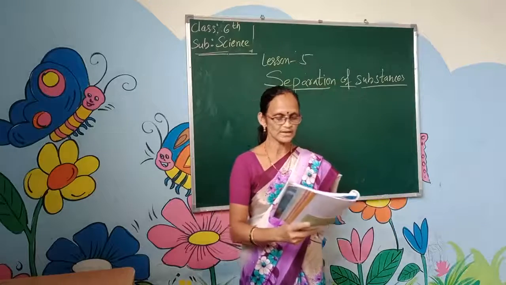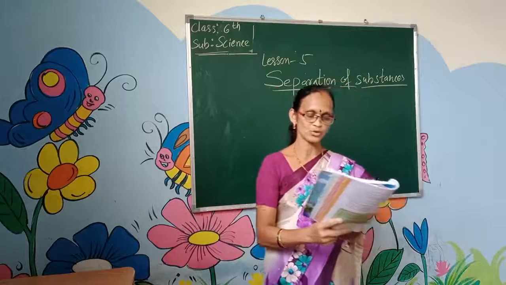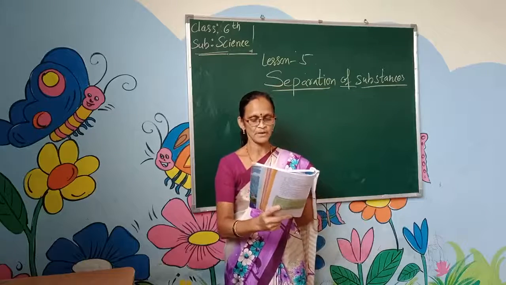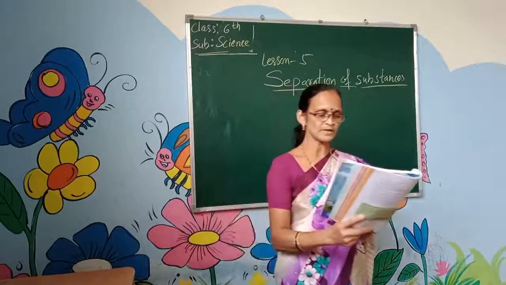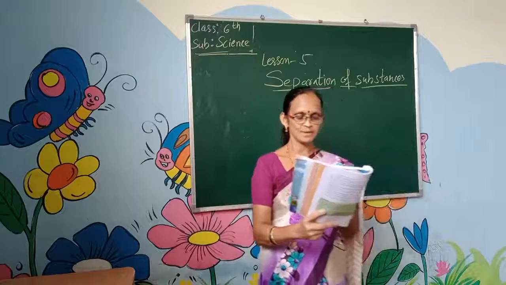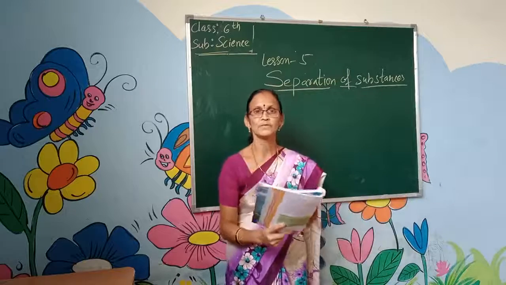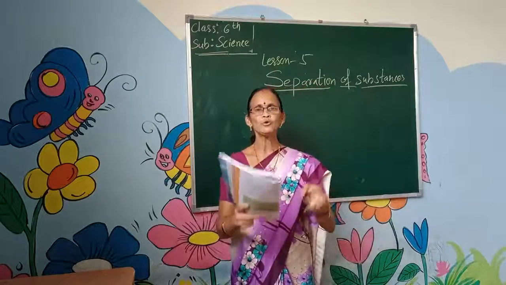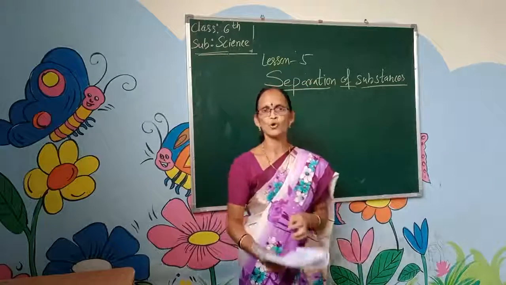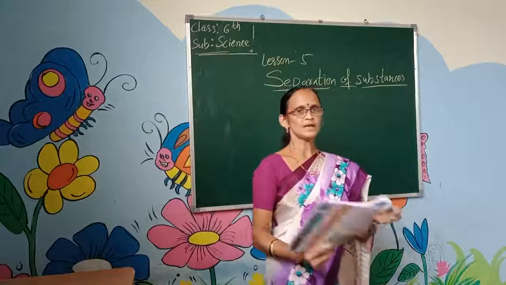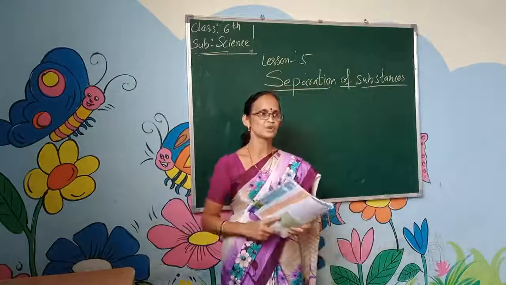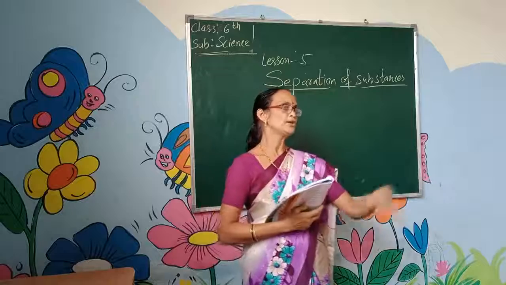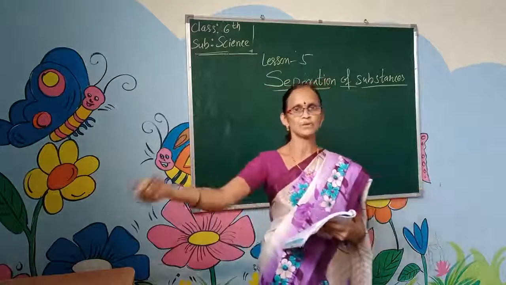Suppose you are given a basket of mangoes and guavas and asked to separate them. What would you do? Pick out one kind and place them separately in a container, right? If I give two types of fruits like mango and guava together, then I give you two baskets and ask you to separate, what will you do? You will put all the guavas in one basket and all the mangoes in one basket.